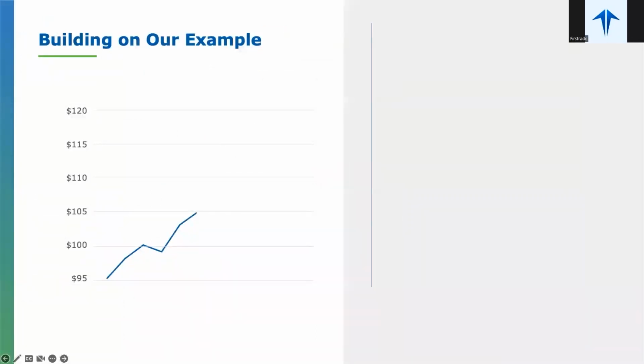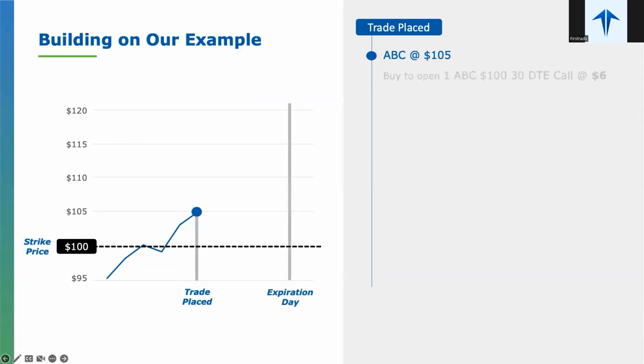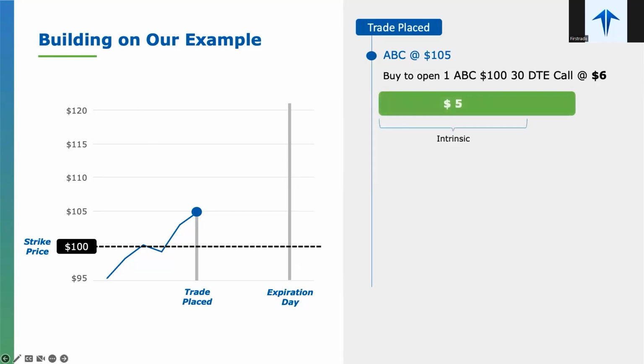All right, so then I'll take you through one more quick example. So let's say we placed a trade and ABC is at 105 per share, and we have a strike price of $100 with a 30-day expiration period. The way that would look is we would buy to open one ABC 100, 30 days until expiration call, and let's say it's trading at $6 per share. The intrinsic value is $5. The extrinsic value is 1. That makes sense from what we went through. We have the right to buy at 100. The market's at 105. So that's worth 5. $1 is the extrinsic value.